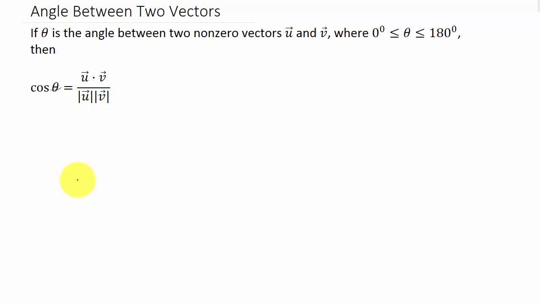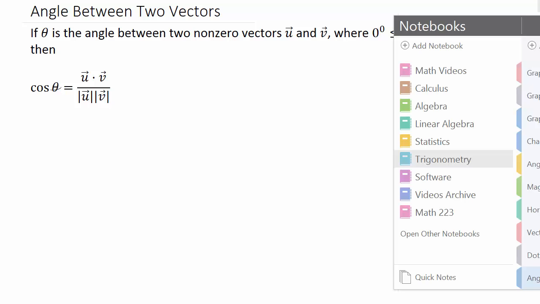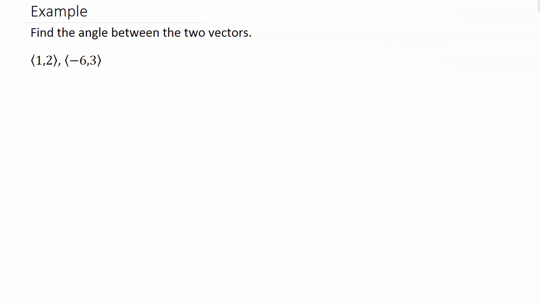Okay, so it's just the dot product of the two vectors, and then we find the magnitude of this vector u and the magnitude of this vector v, and those go in the denominator multiplied together. And then once we calculate this, we'll just do the inverse cosine of that, and that will give us theta.